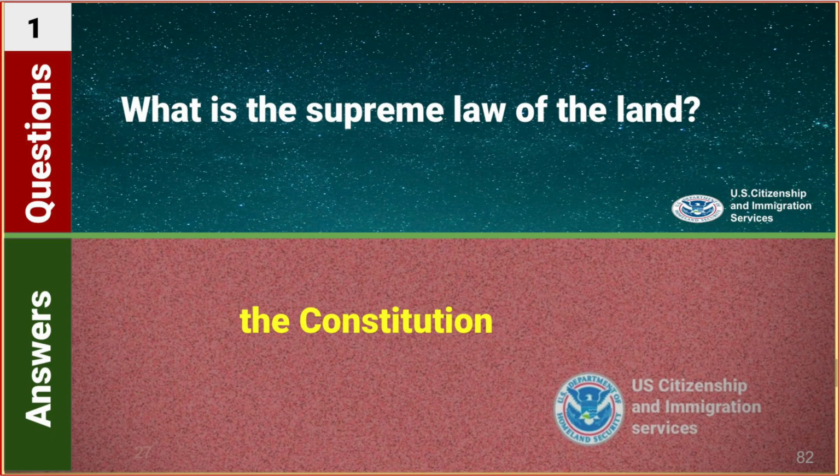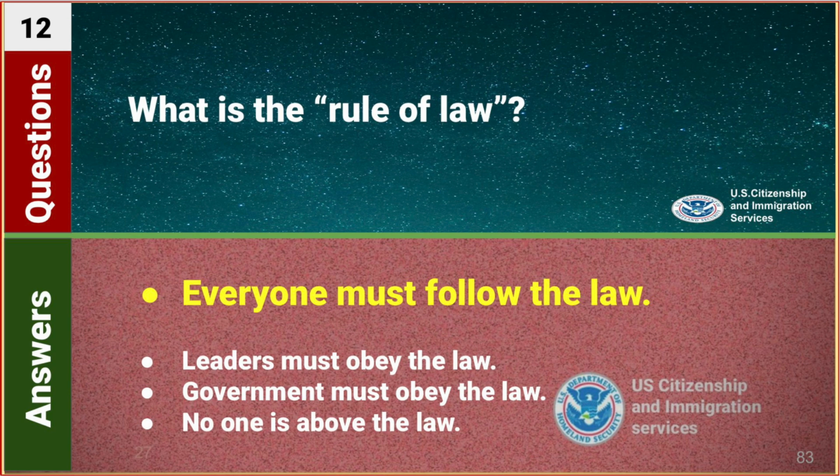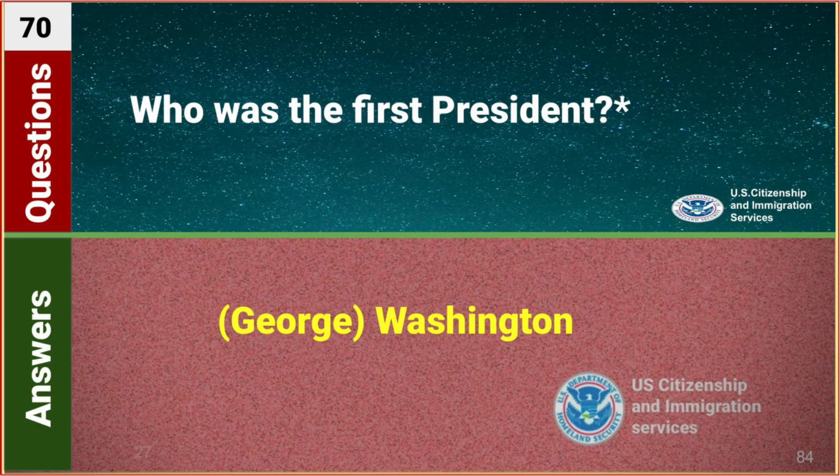What is the supreme law of the land? The Constitution. What is the rule of law? Everyone must follow the law. Who was the first president? George Washington.